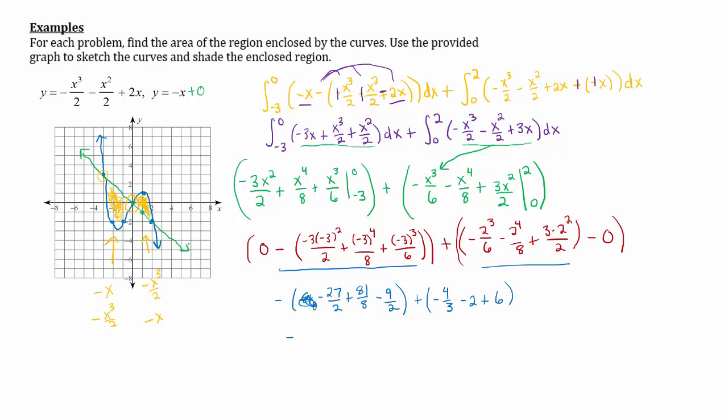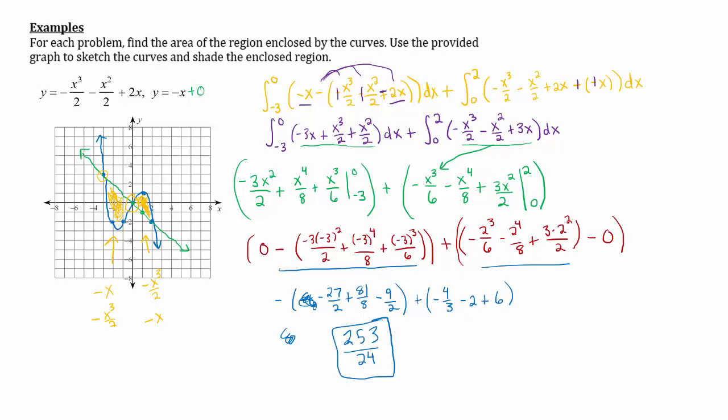253 over 24, which I'm not sure how that sounds as far as an answer goes, but I guess we'll find out. So as long as we did everything right, we got 253 over 24.